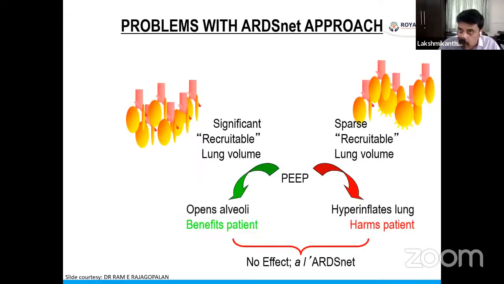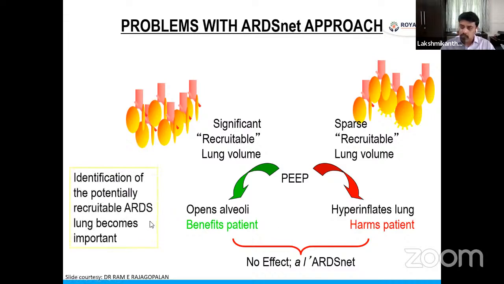So based on the ARDSNet approach, you keep the PEEP based on your FiO2 requirement, but that again has a lot of problems because, as we know, ARDS is a heterogeneous lung. There is a significant recruitable lung volume. Your PEEP will definitely open up alveoli and benefit the patient. But there is also a very large amount of non-recruitable lung volume which can get hyperinflated and can harm the patient. So identification of a potentially recruitable ARDS lung becomes important for us to keep PEEP.